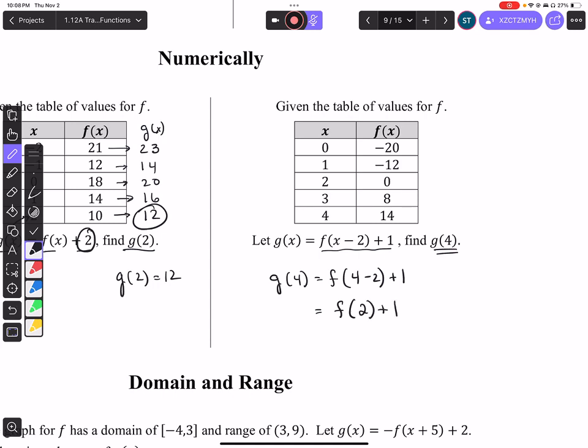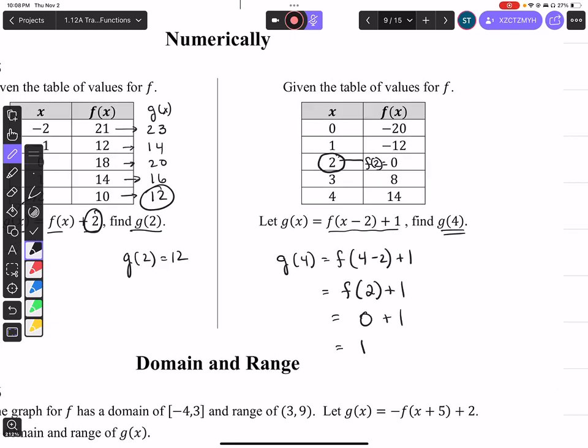Thank goodness they have a table up here, because here is x is 2. This, therefore, is the f of 2, and the f of 2 is 0. So this is a 0 plus 1, or the g of 4 would be 1.